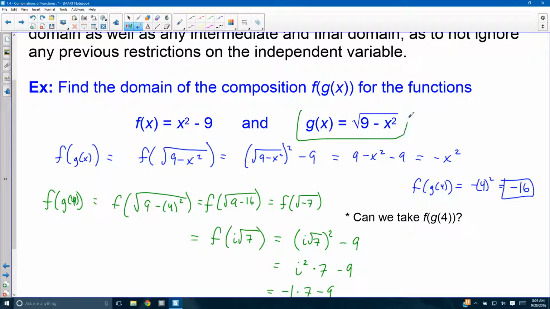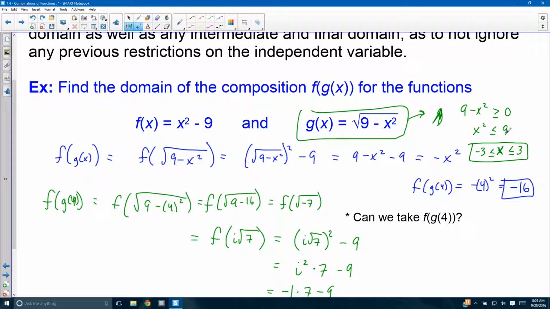Now, g of x is right here. And g of x has domain restrictions because you might possibly take square roots of negative numbers in this ordeal here. For g of x, you cannot take the square root of a negative number inside here. So 9 minus x squared has to be greater than or equal to 0 in this case. If I add x squared, it would say x squared is less than or equal to 9. Take the square root of both sides. x has to be between the values negative 3 and positive 3, including negative 3 and positive 3.